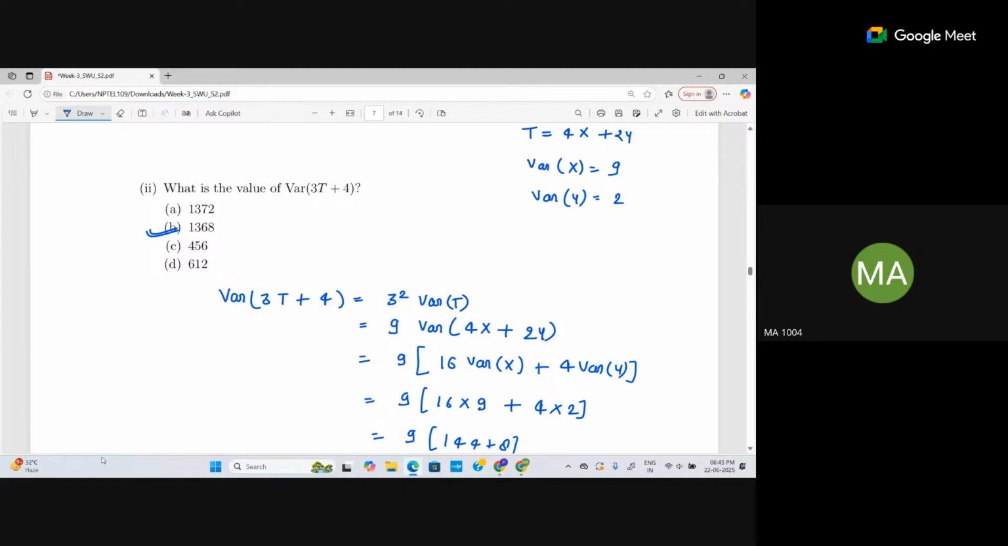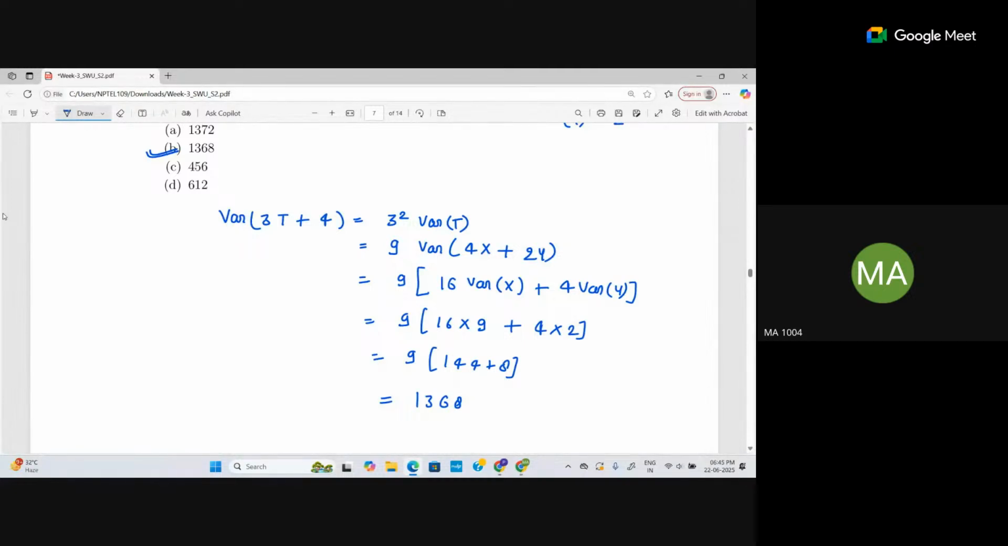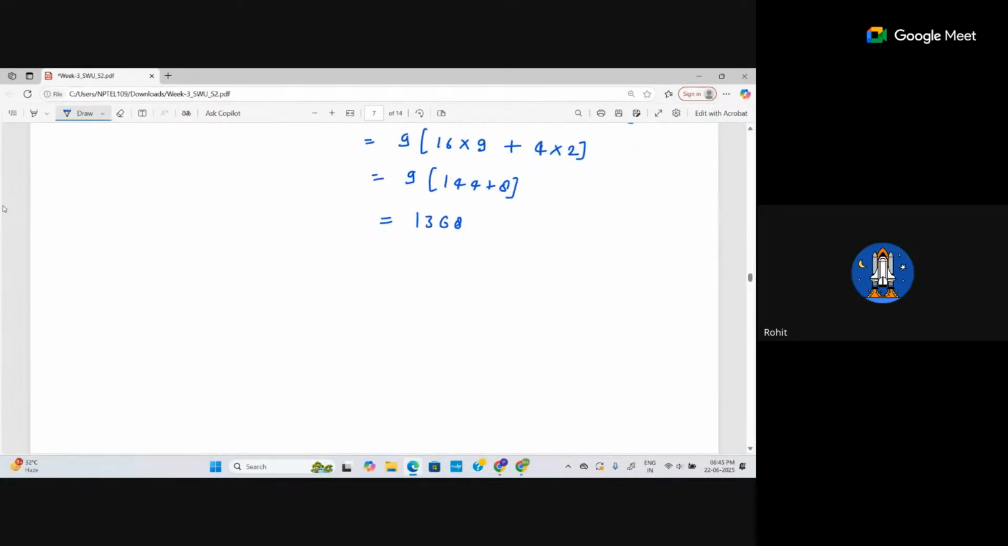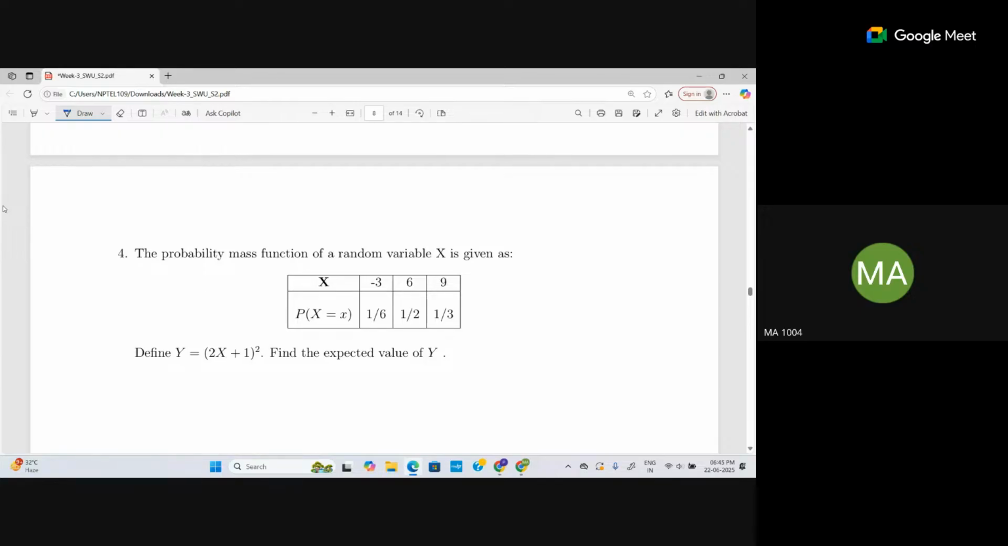Okay. Is this clear? Any doubt in the calculation part? No, ma'am. Okay, then this is the next question. The probability mass function of a random variable x is given, and then we are given a function of random variable x, which is y equals 2x plus 1 whole square. And we have to find the expected value of y.